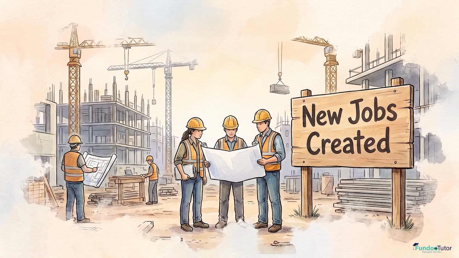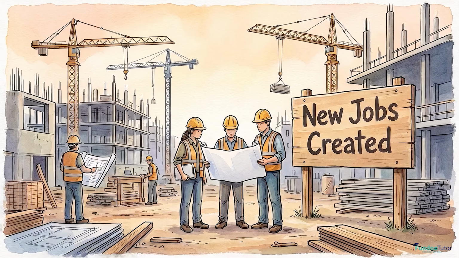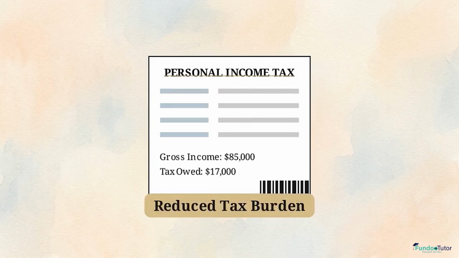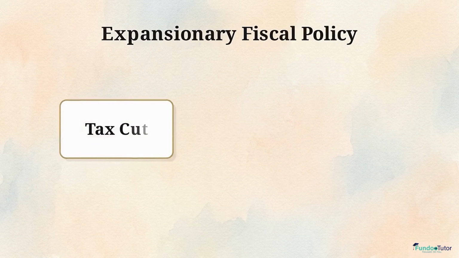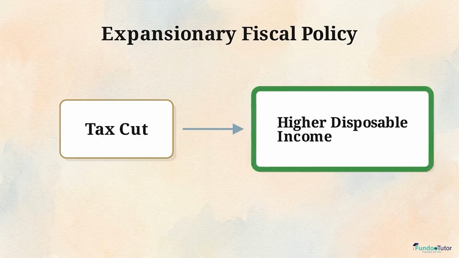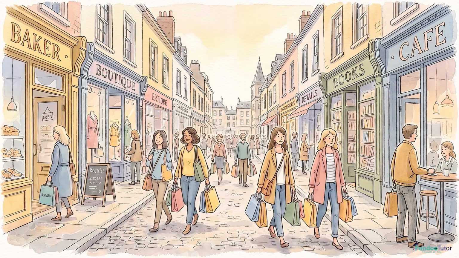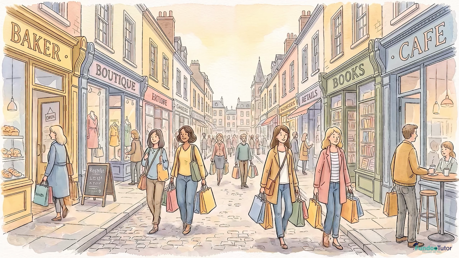Governments use expansionary fiscal policy to stimulate growth and create jobs. A common method to achieve this is implementing a cut in personal income taxes. Looking at this logical flowchart, we start with the tax cut node. Lowering income tax leaves consumers with higher disposable income. With more money in their pockets, they spend more in shops and businesses, which leads directly to our next node: increased total demand across the economy.